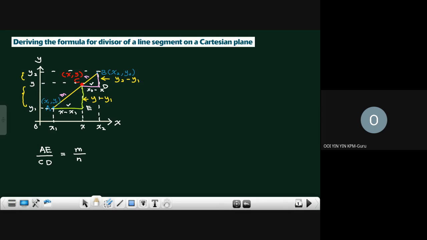Now I'm going to substitute in my AE here. My AE here, as you can see, is x minus x1. And then your CD will be x2 minus x, and then the ratio M to N here.